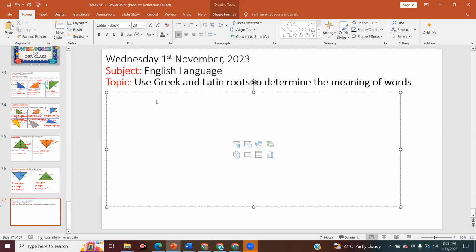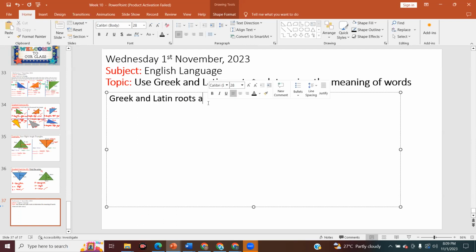So how many persons knew that Greek and Latin were the foundation of English? Anyone know that? I knew. Oh, that's my first time. Yeah, Greek and Latin. So a lot of our words, their foundation comes from Greek and Latin. So Greek and Latin roots are the foundation of many words in the English language.